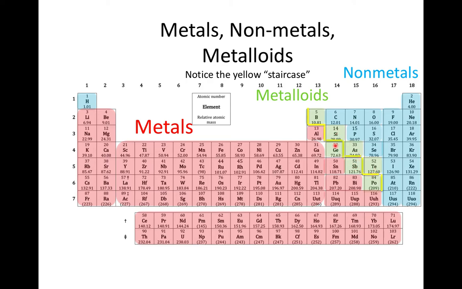Alright? The fun thing to do is to print out a blank one and just color it yourself. Anything that touches the staircase is a metalloid, with the exception of aluminum. All right, aluminum is a metal. You should be able to remember that. We're all familiar with aluminum cans, and we are familiar that those are metals. So that should be an easy thing to remember. Aluminum is a metal.